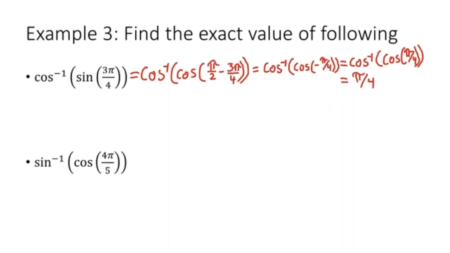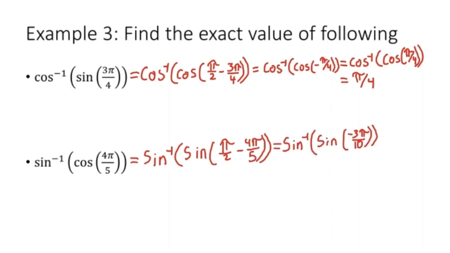Next, we'll evaluate sine inverse of cosine 4 pi over 5. Because 4 pi over 5 is not on the unit circle, we are a little bit more limited in what we can do to find the exact value. But just like with before, we can apply the cofunction identity to the cosine of 4 pi over 5, and cosine of 4 pi over 5 would equal sine of pi over 2 minus 4 pi over 5, and pi over 2 minus 4 pi over 5 is negative 3 pi over 10. Negative 3 pi over 10 is in the interval negative pi over 2 to pi over 2, so we can apply our properties that we saw in the previous slide, and the sine inverse and sine cancel out, meaning our answer will be negative 3 pi over 10.